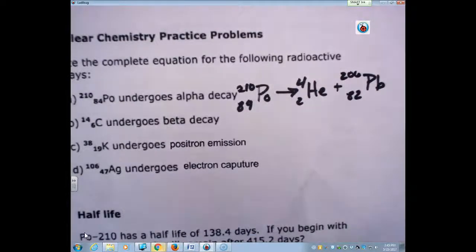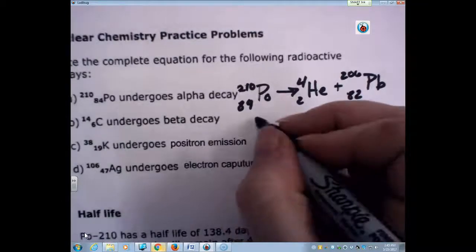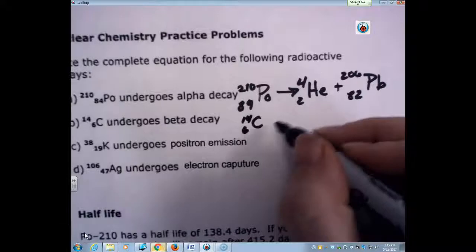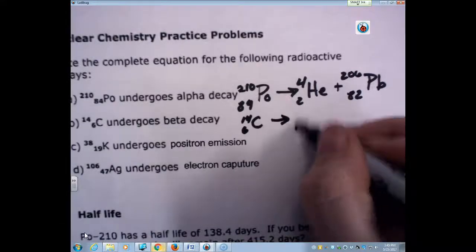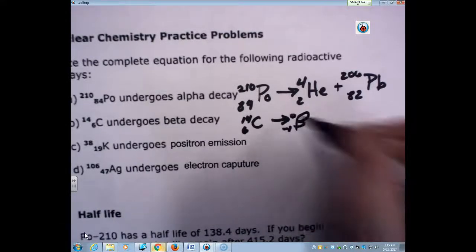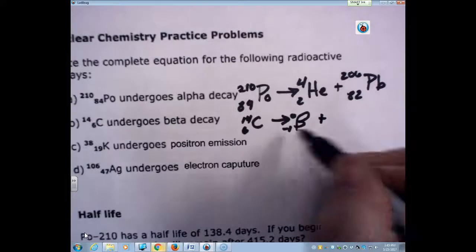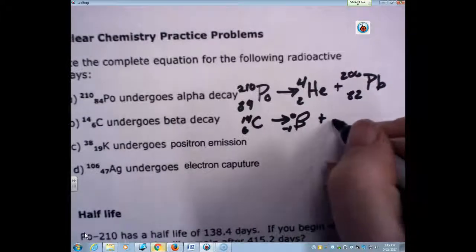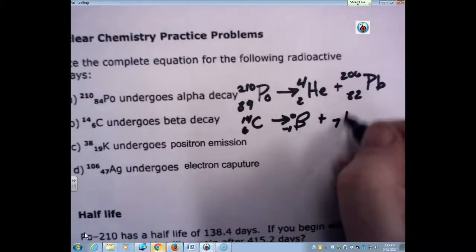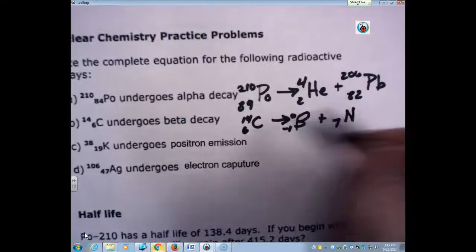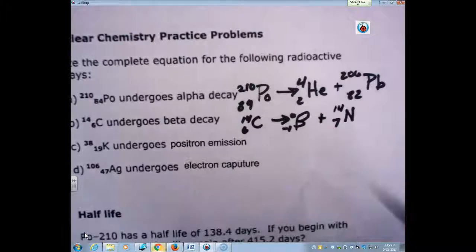There we go. The next one is carbon-14, that radioactive isotope of carbon there. And then it's going to undergo a beta decay. So beta looks like this. It is negative and 0 at the top. It's not going to cause a change in mass. So then what minus 1 gives us 6, and that's going to be 7. And on the periodic table, that is nitrogen. And then there is no change in mass, so 14 plus 0 is 14.